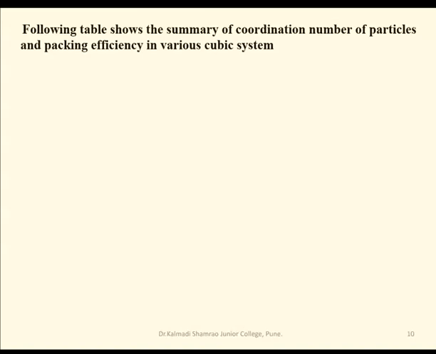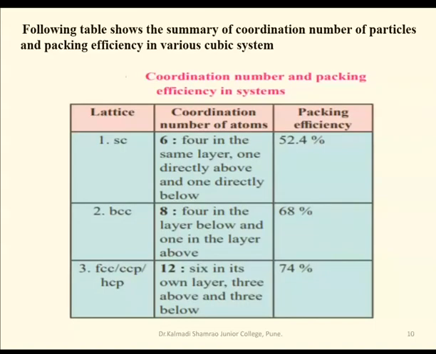So the following table will show the summary of coordination number of particles and packing efficiency in various cubic systems. For simple cubic lattice, the coordination number of atoms is 6, 4 in the same layer, 1 directly above and 1 directly below. Packing efficiency is 52.4%. For BCC structure, the coordination number is 8, 4 in the layer below and 4 in the layer above.